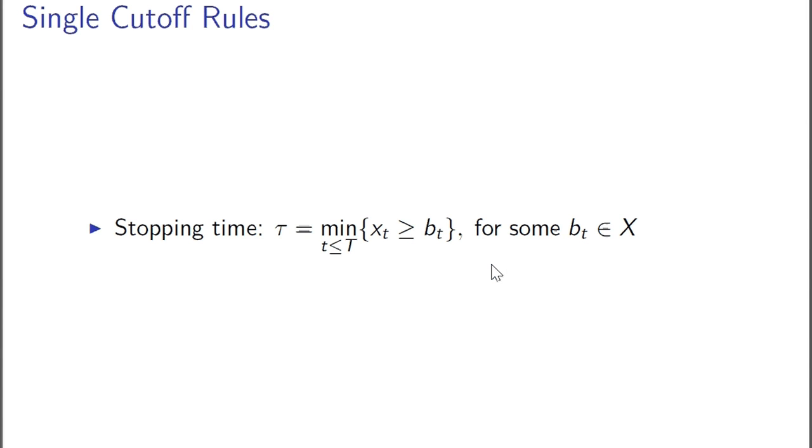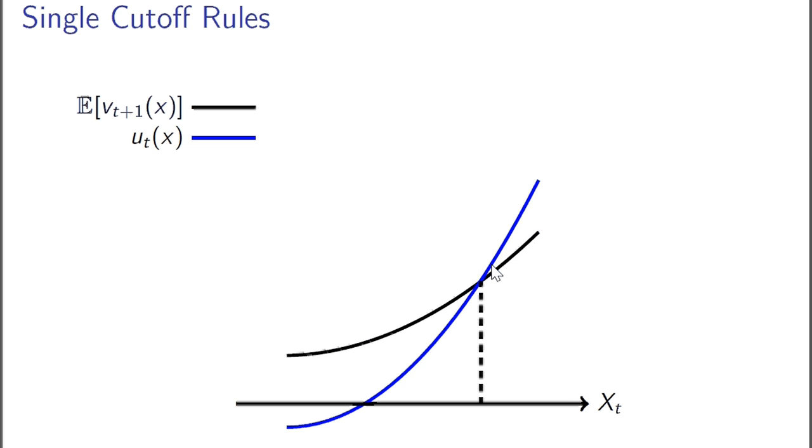So first, define the single cutoff rules. The single cutoff rules are the ones that don't have an a. So a is minus infinity basically, so I basically only have the upper boundary. So it'd be something like this.